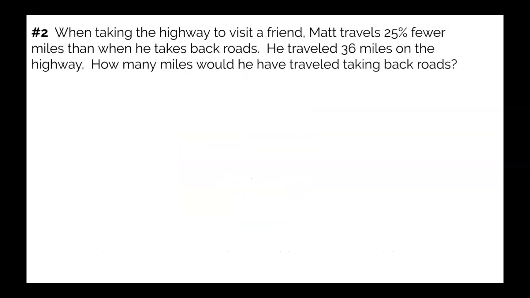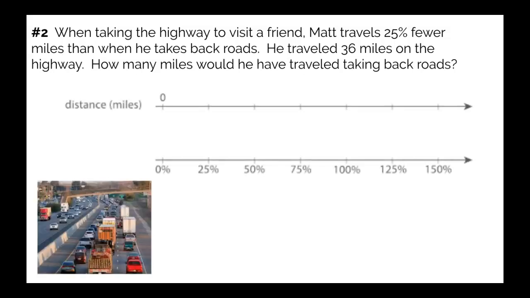Okay, let's solve another problem. When taking the highway to visit a friend, Matt travels 25% fewer miles than when he takes the back roads. He traveled 36 miles on the highway. How many miles would he have traveled if he took back roads? Again, if I think about my double number line here, I'm going to realize that 25% fewer miles is 75% of the original miles on the back road. So that 36 is going to line up with the 75%, and I'm looking for what is the 100% in this problem.